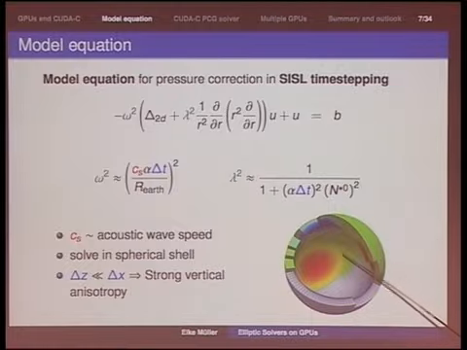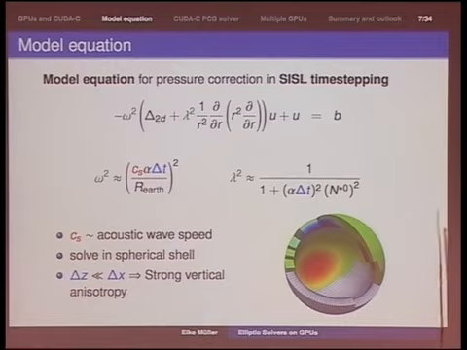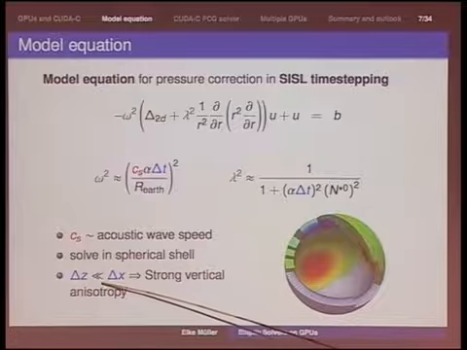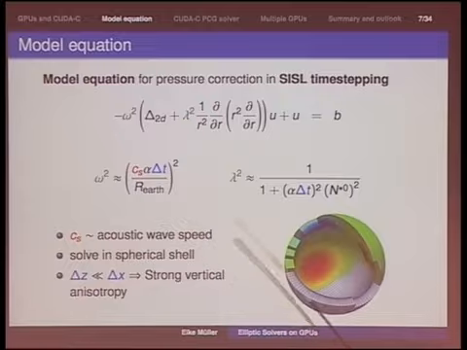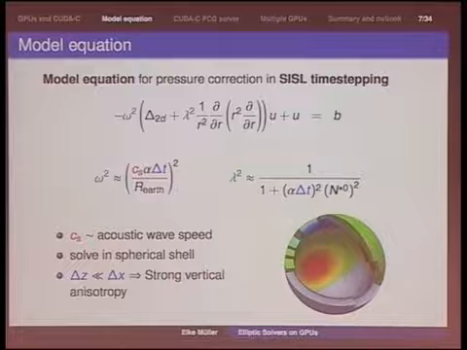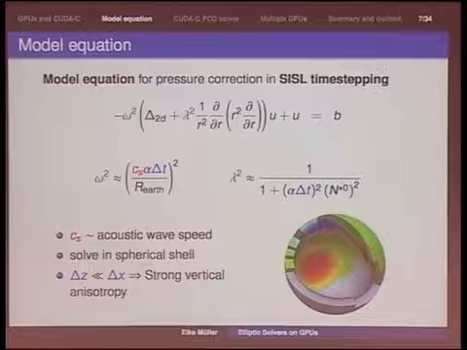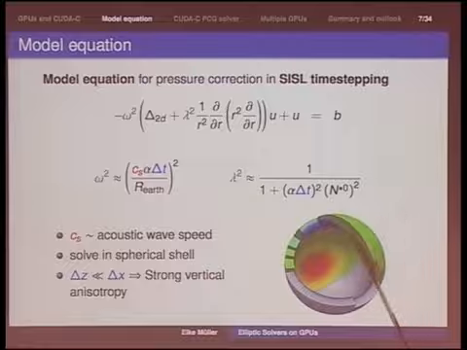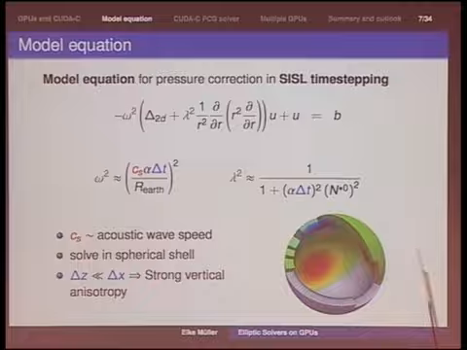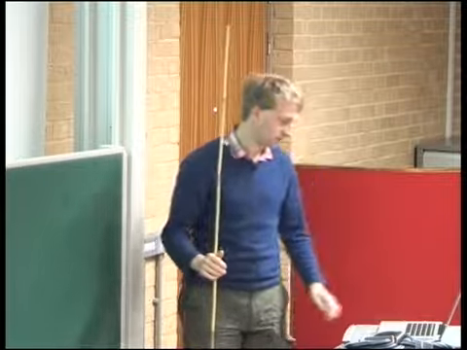And you want to solve this in some spherical shell, which represents the Earth's atmosphere. One of the important things about this equation is that because the vertical grid spacing is much smaller than the horizontal grid spacing, you have this very strong vertical anisotropy, and you can use that to construct a very efficient preconditioner for your solver. We are able to solve it on the sphere, but this work was done on one panel of this cubed sphere grid so far.